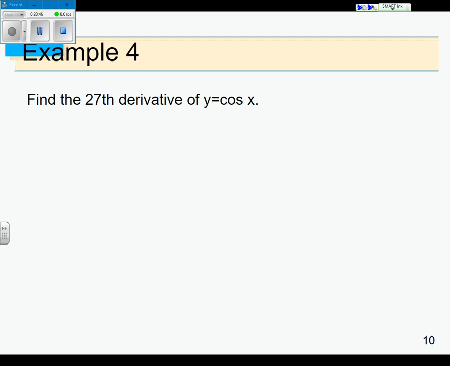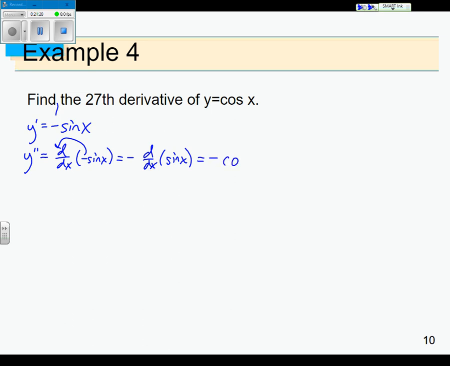So my first derivative is going to be negative sine x. For the second derivative, the derivative of sine is cosine, but then I have a negative in front of it. Let me illustrate what I'm doing with that. My second derivative is the derivative of negative sine x. The negative can come out in front of the derivative, and I can just take the derivative of sine x. The derivative of sine x is cosine x, but it has a negative out in front.